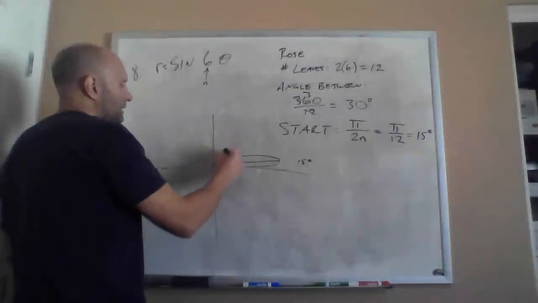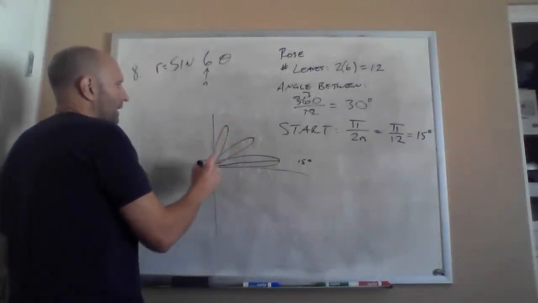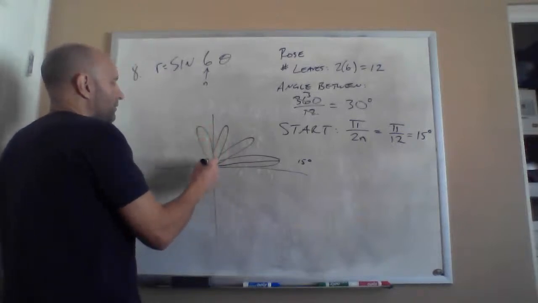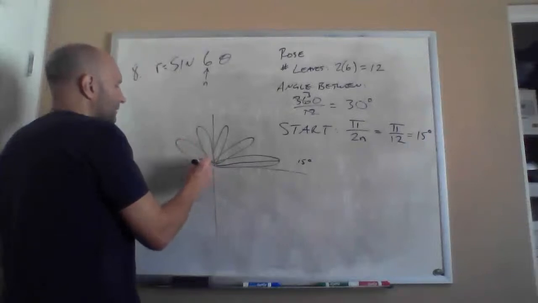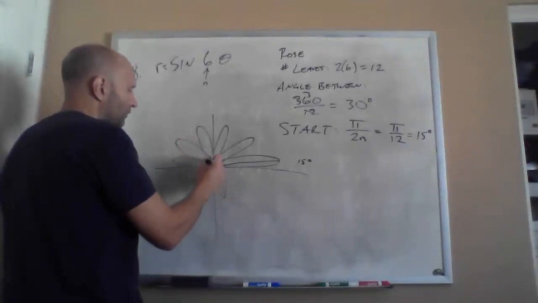And then add 30 is 45. And then add 30, 75. Then add 30, 105. Add 30, 135, and so forth. So it's going to be a 12 leaf rose.